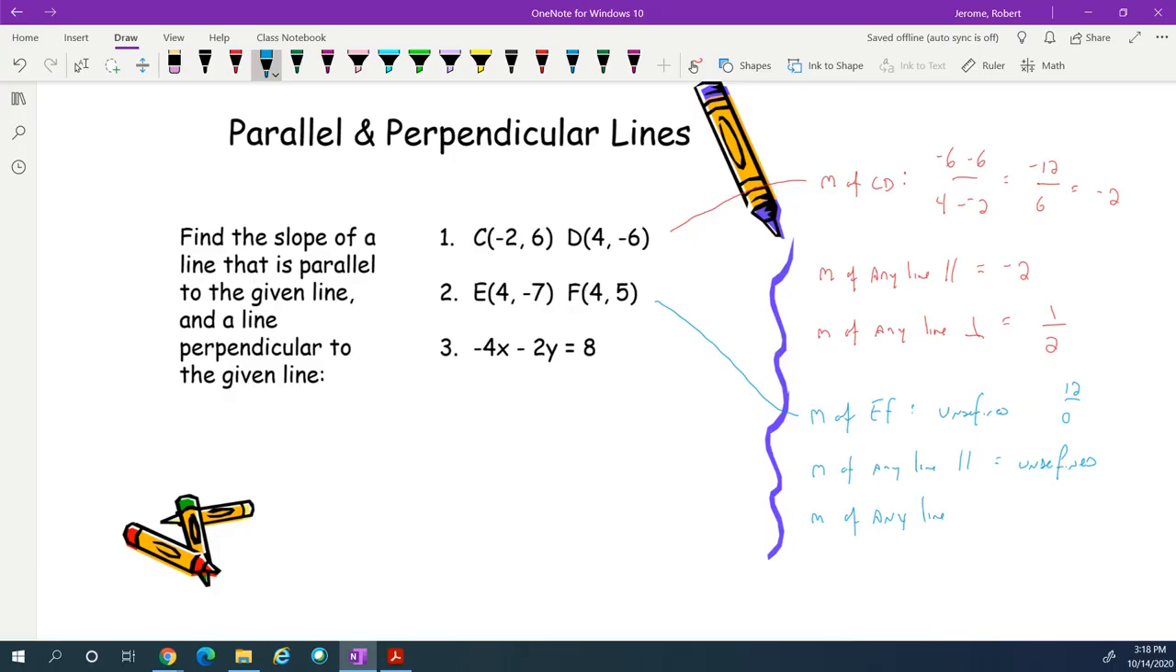Slope of any line perpendicular, flip the fraction, so 0 is on top now. So it's 0. We would change the sign, but there's no such thing as negative 0 for us, so it's just 0. So think about that. Vertical is the y-axis, horizontal is the x-axis, and they're definitely perpendicular.